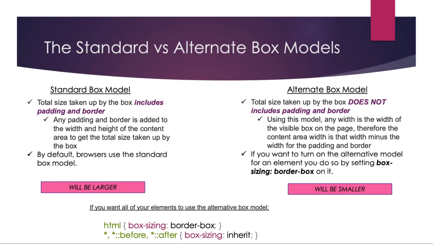So by default, browsers use the standard box model. If you want to turn on the alternate model for an element, you do it by setting the box sizing property. So you set box sizing to border box. And I give you the example down here. And written in this particular way with the pseudo selector after it, this is if you want all your elements to use the alternate box model. That might be something you choose to do as part of your style for that particular part of your website. You can do the before and after setting here for box sizing to inherit.